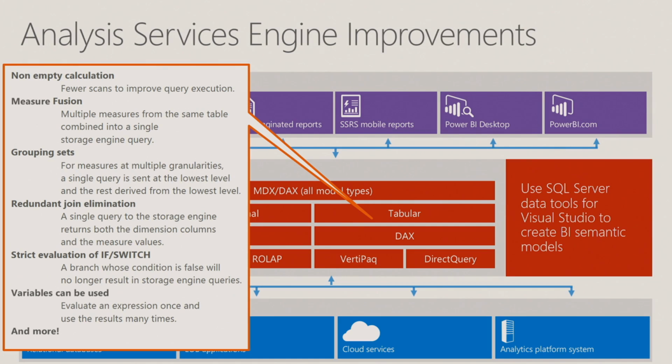Another one is grouping sets. If we have a query that queries the same dimension with multiple granularities, let's say a date on month and day and week, then we just ask for the lowest granularity and figure out the rest ourselves. That saves us storage engine queries. Those things end in a significant performance improvement, and that's even for old data models. So if you have data models on SQL Server 2014, they will benefit from these types of improvements just by putting them on SQL Server 2016, without migrating anything.